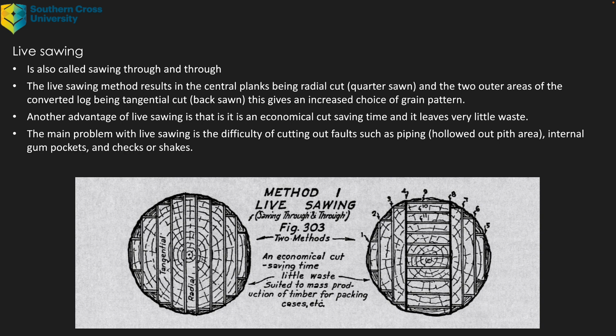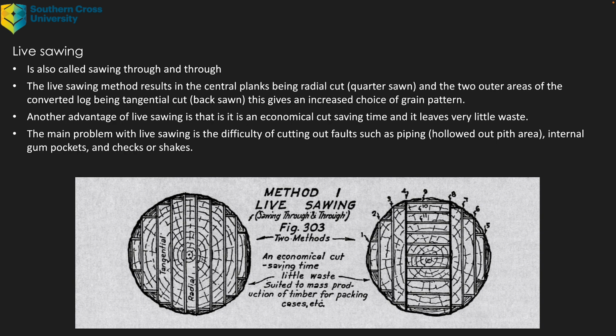The main problem with live sawing is the difficulty of cutting out faults such as piping, which you'll get right in the middle of the tree in the pith, internal gum pockets, and checks or shakes. Now again, we're going to talk about gum pockets, checks or shakes coming up.